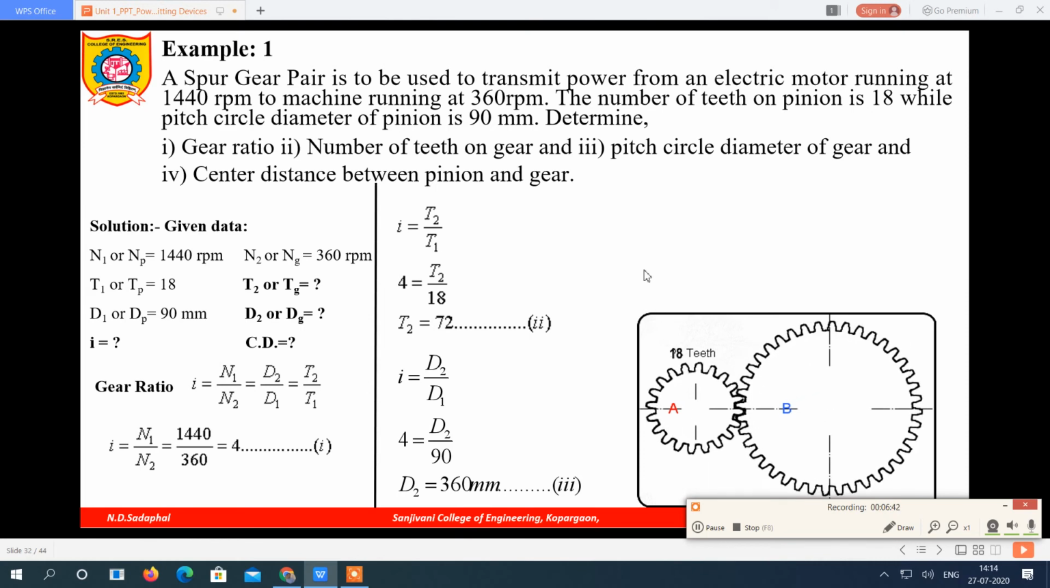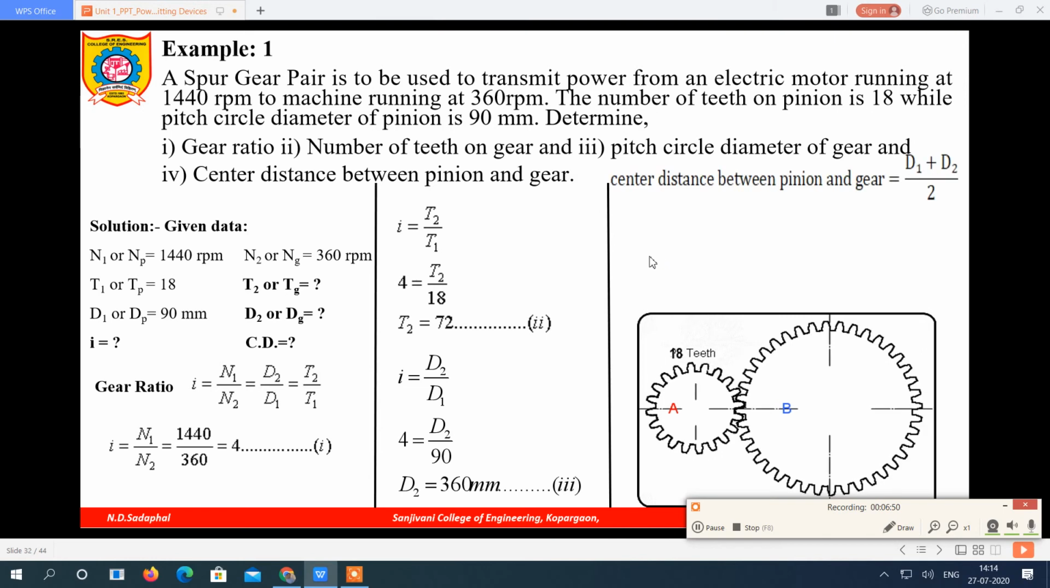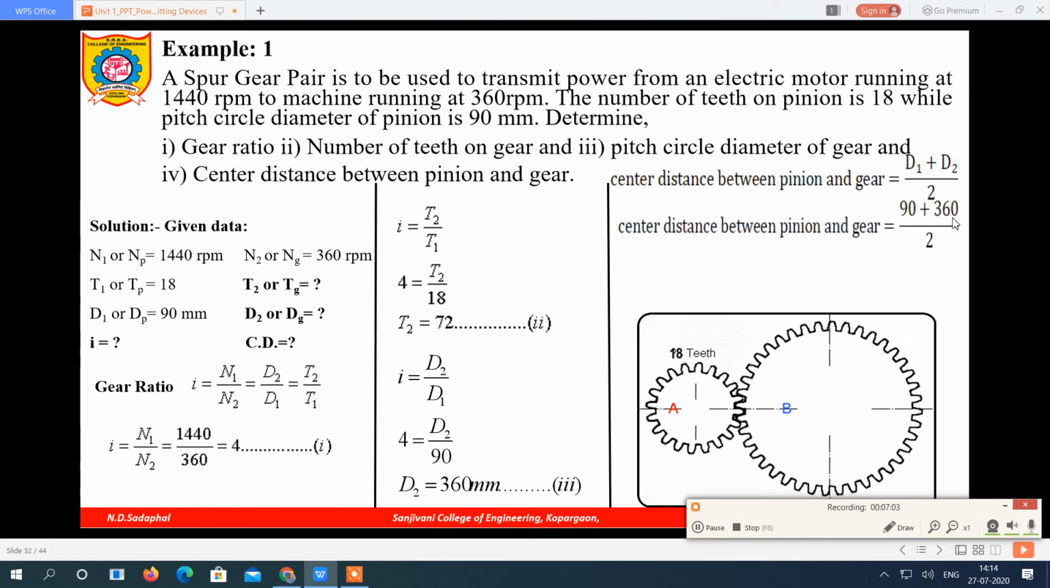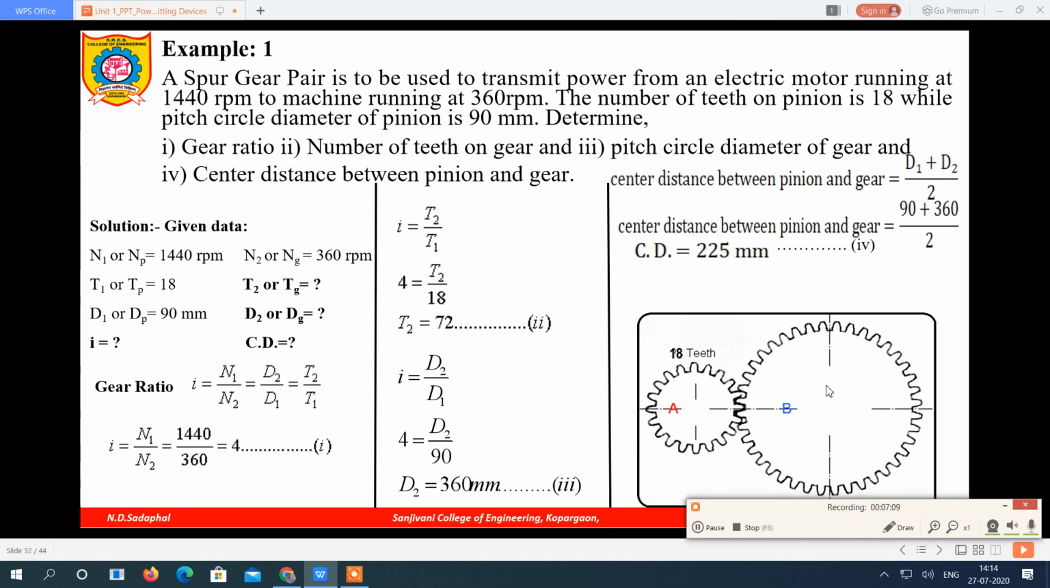How will you calculate it? Simple. This is the radius of this gear plus the radius of this gear. That will give the center distance. So the center distance between pinion and gear is the diameter of this gear plus the diameter of this gear, D1 plus D2 upon 2, that means R1 plus R2. So 90 plus 360 upon 2. If you calculate it, you will get 225 mm as the center distance between A and B.